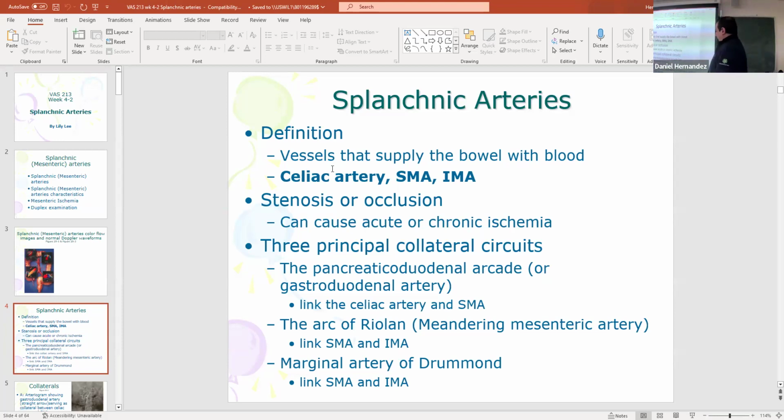So additional collateral pathways that we have: we have the arc of Riolan, which is a link between SMA and IMA, and the marginal artery of Drummond, another link between SMA and IMA. So again, if we have disease in IMA or disease in SMA, and one of them is completely blocked, we can get blood flow into those feeding pathways via, again, these other collateral channels.